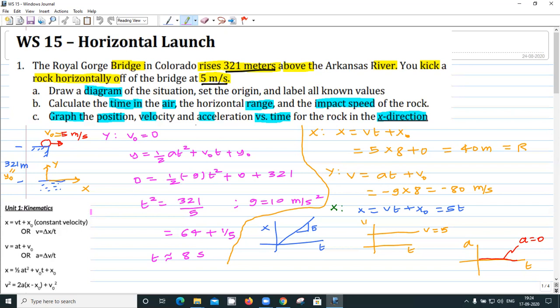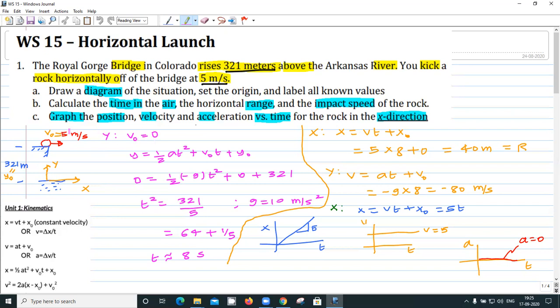And the x-axis I am choosing like this, the y-axis I am choosing like this. So the origin is at the river surface. The upward direction is positive for y and the right direction is positive for x. Here, y colon means I'm analyzing the y motion. So in the y motion the initial velocity is how much?